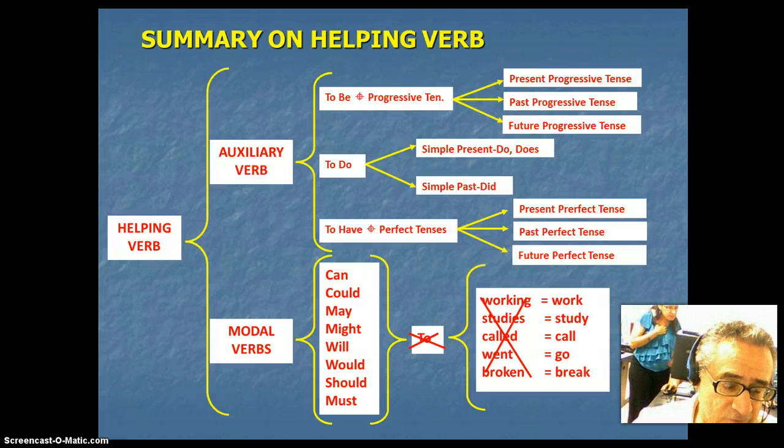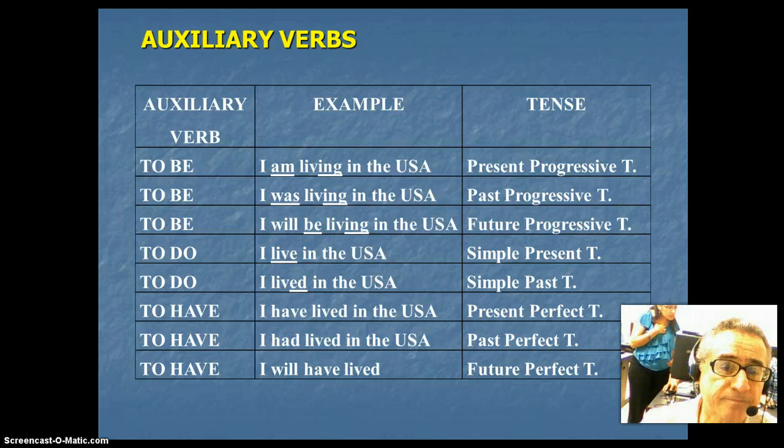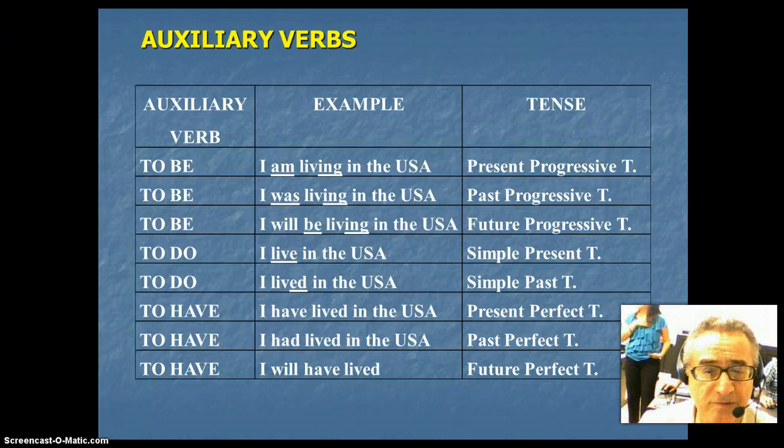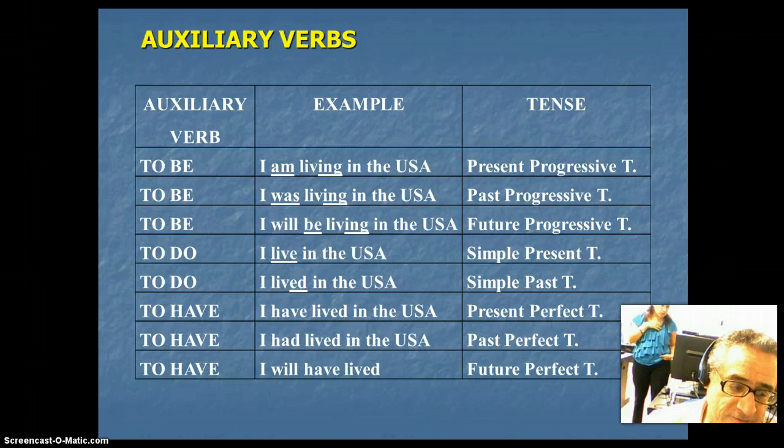Okay, don't forget that when you combine modal verbs with a main verb, like you can see here on the right, you are not going to use any form like ing, third person singular, or whatever. Example: I'm living in the United States, that's present progressive. I was living in the United States, past progressive. I will be living in the United States, is future progressive, and so on.